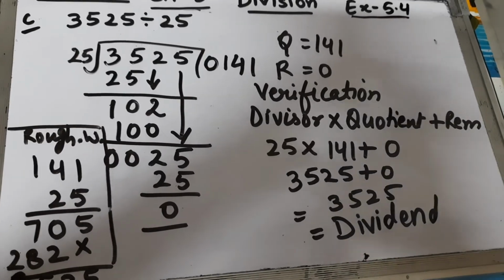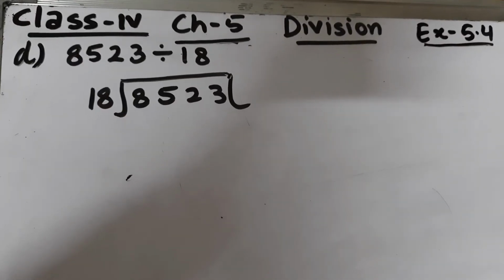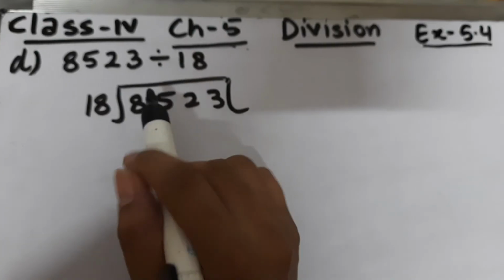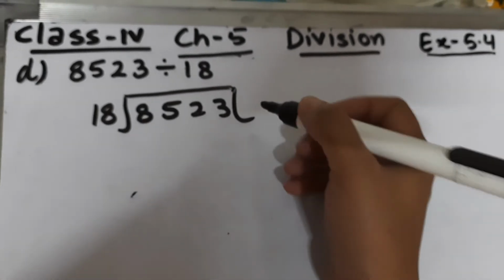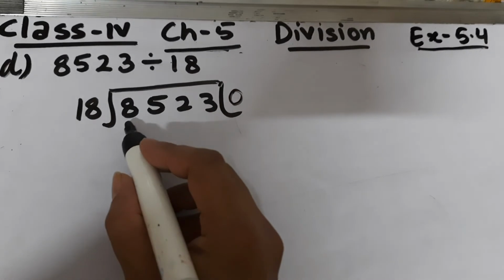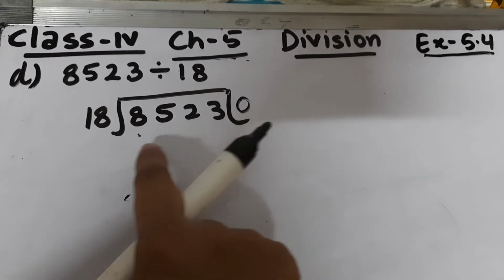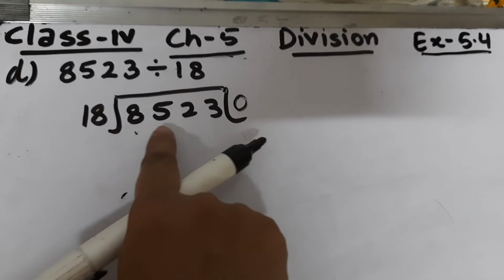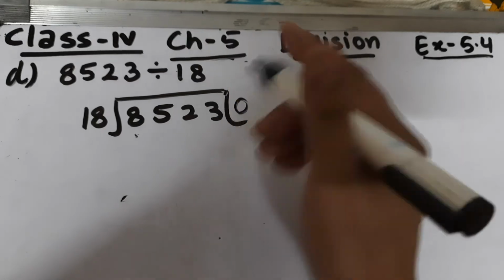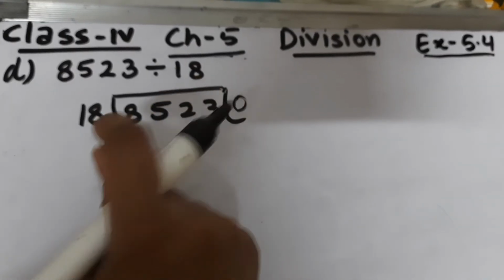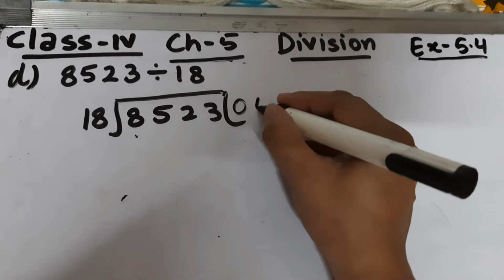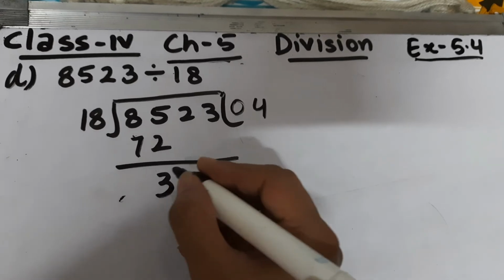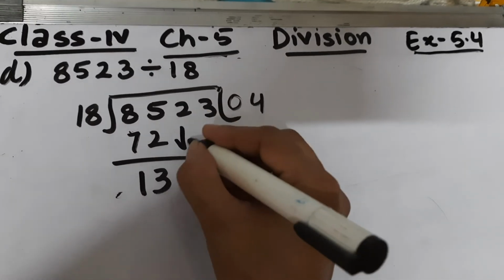Now let's start D part. D part is 8523 divided by 18. Our dividend is 8523 and divisor is 18. See, we cannot divide 8 by 18, so put 0 at the quotient, and now we will combine 8000s and 500s. Okay, so we will divide 85 by 18. Does 85 come in the table of 18? No, 85 doesn't come in the table of 18, so we will take a number that is just smaller than 85 and comes in the table of 18, and that is 18 fours are 72. Now subtract it. 5 minus 2 is 3, 8 minus 7 is 1, and bring this 2 down.